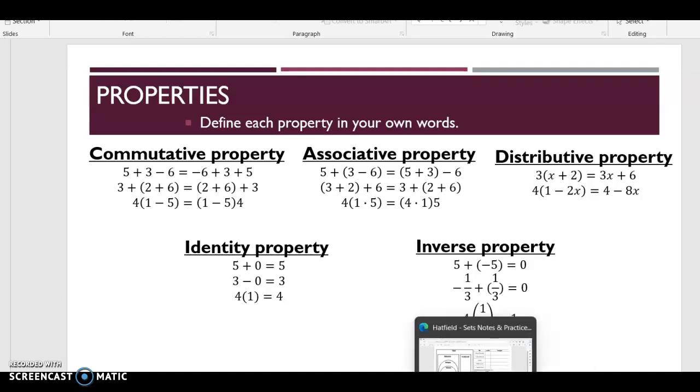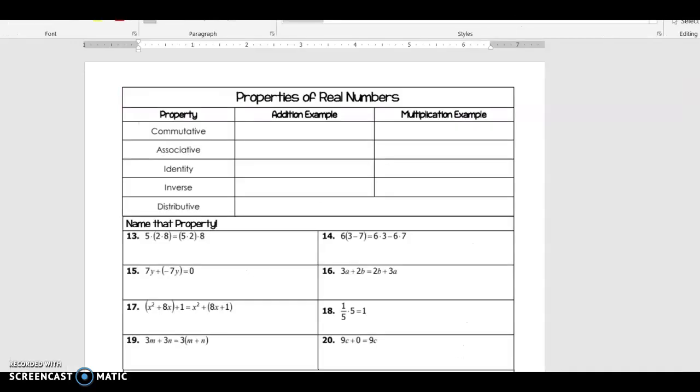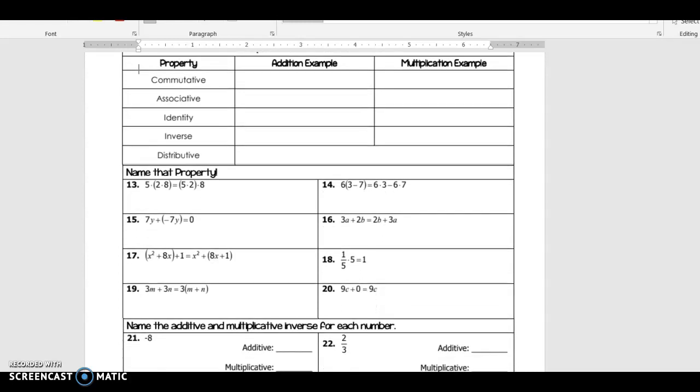And that then ended up here with our addition example, multiplication example. I let them choose whether they wanted to do an example in numbers or write a definition. Whatever helped them memorize that a little bit better was what I had them do. And then there was name that property portion. So they then utilize what we just discussed to practice that.